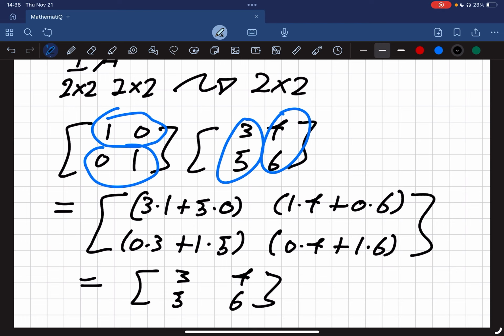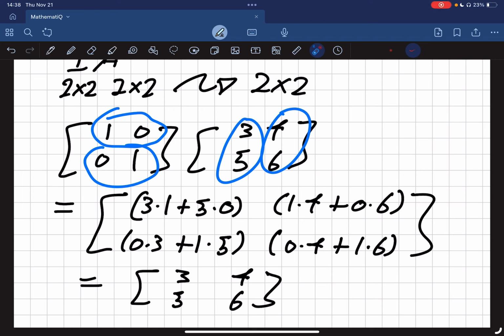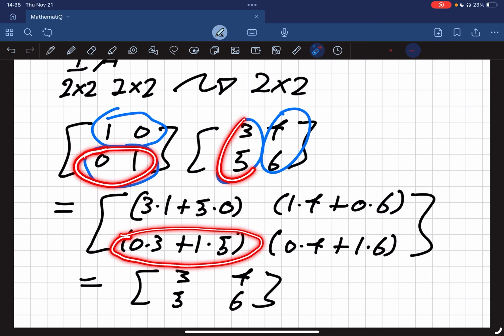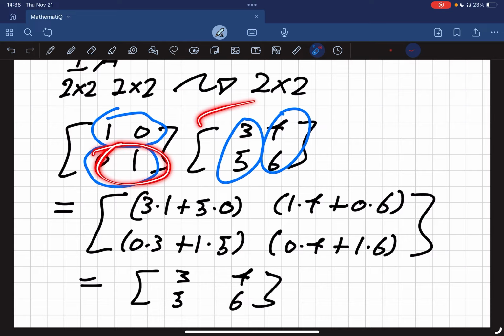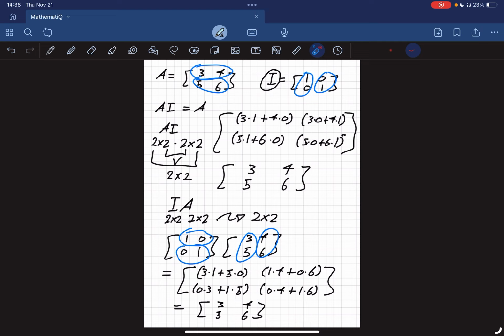Once again, as a final example, you're multiplying 1 by 3, and then 0 by 5, because that's first row, first column. And then for this one, this is the second column, first row. You see what I'm talking about? And then here you have second row, first column. So this is row, and in this matrix, you're thinking of column. So that concludes our matrix multiplication.